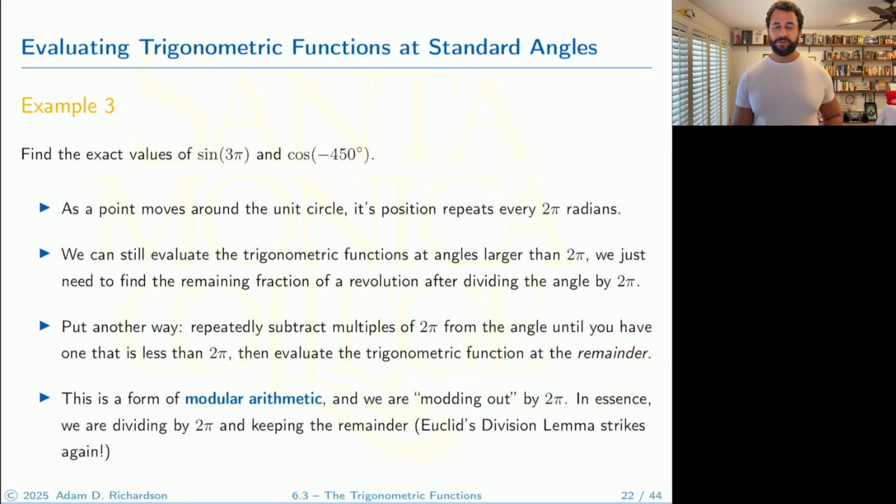All right. So, this might sound a little familiar. It's like we're throwing away the whole rotations and just taking a look at what remains, like the remainder of a rotation. So technically, this is a form of what's called modular arithmetic. Sometimes mathematicians and engineers and physicists will say we're modding out by 2 pi. So in essence, we're dividing the angle by 2 pi and then keeping the remainder.